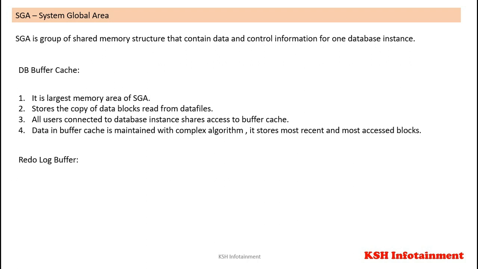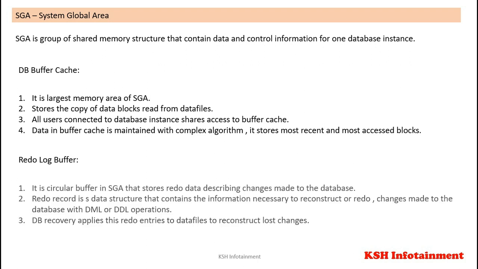Next we have redo log buffer. It is a circular buffer in SGA that stores redo data describing changes made to the database. Redo records is a data structure that contains the information necessary to reconstruct or redo changes made to the database with DML or DDL operations. DB recovery applies these redo entries to data files to reconstruct lost changes.